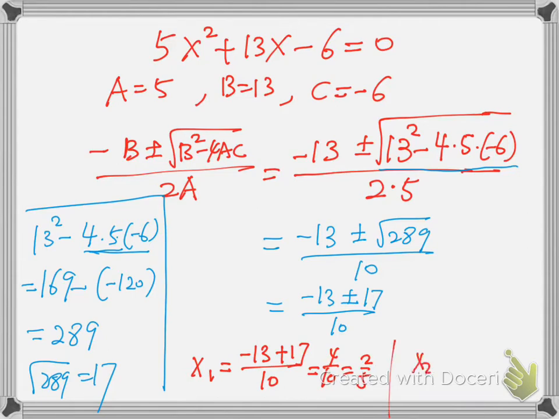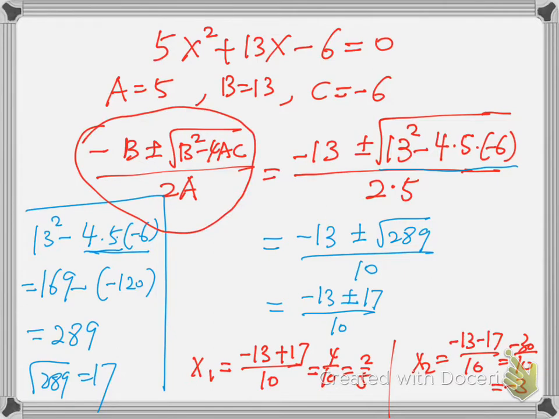The other solution is the minus sign, right? So this is -30 divided by 10, which is -3. So we got the same solutions. And it's much easier than factoring. You just plug in numbers, use a calculator, and you get the answer. Okay? So the problem is you have to remember the quadratic formula, this formula. If you can remember that, this question is easy.